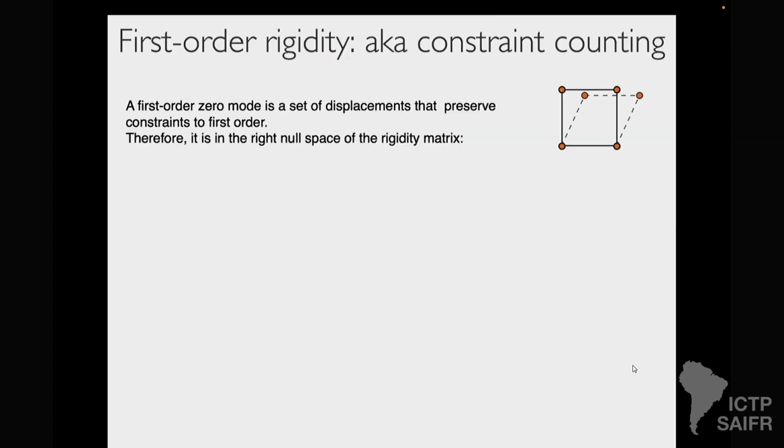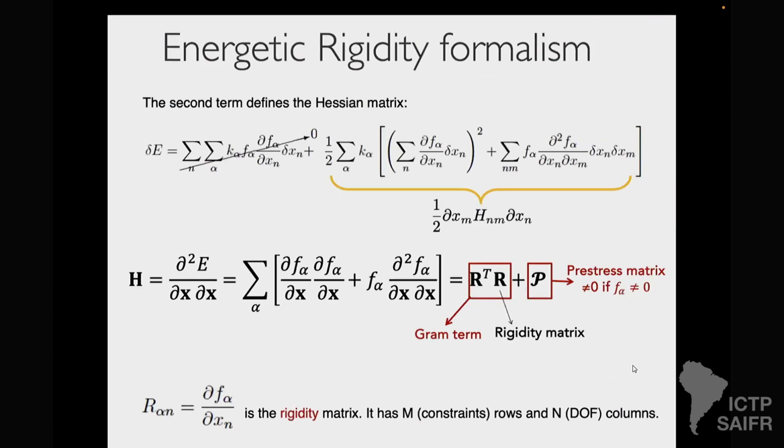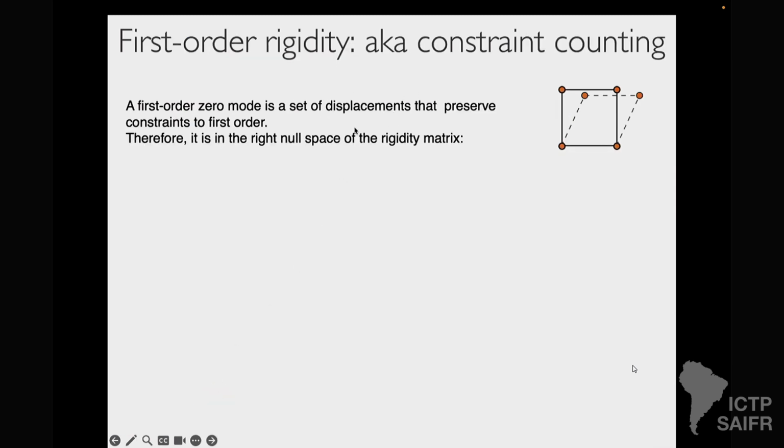What I want to tell you next is that first order rigidity is exactly the constraint counting that we introduced for jammed systems. Let me walk you through that. A first order zero mode is a set of displacements that preserve constraints to first order. Therefore, you can think of it as being in the right null space of the rigidity matrix. Again, this rigidity matrix is just the derivative of the constraints with respect to the degrees of freedom. So if I have a set of displacements that preserve those constraints, it's in the right null space of that matrix. That means that if I have a first order zero mode, it satisfies this equation, which is just saying it's in the right null space.